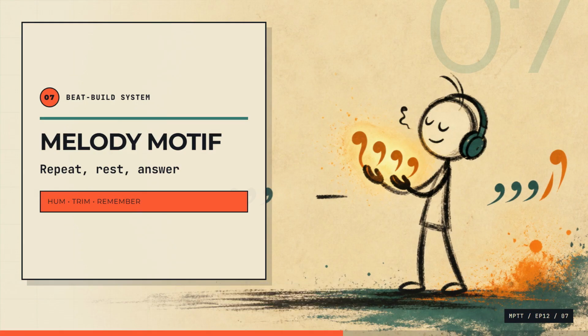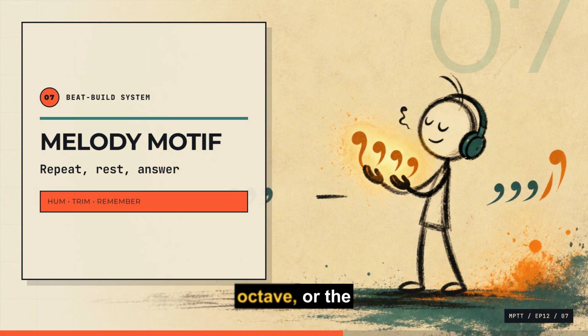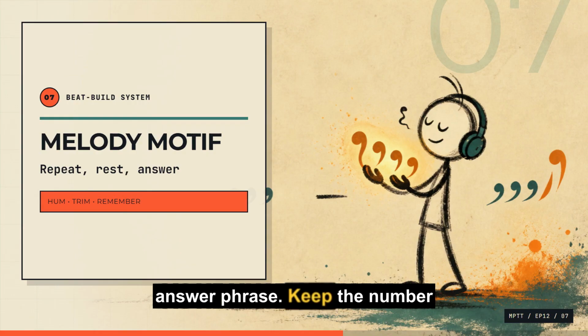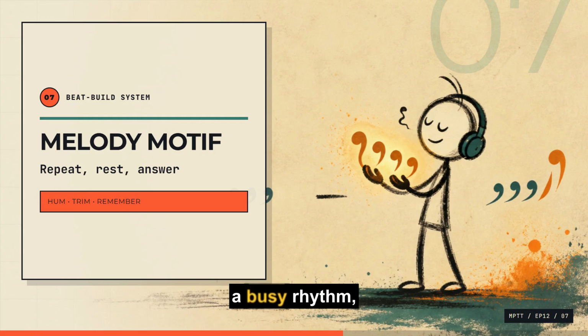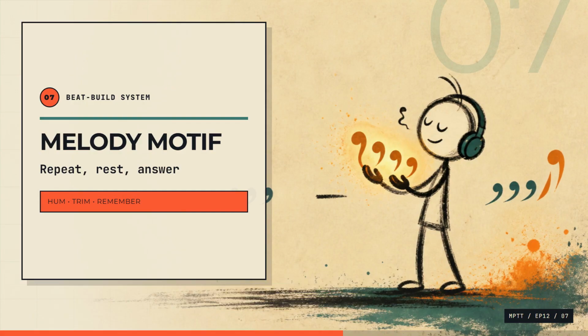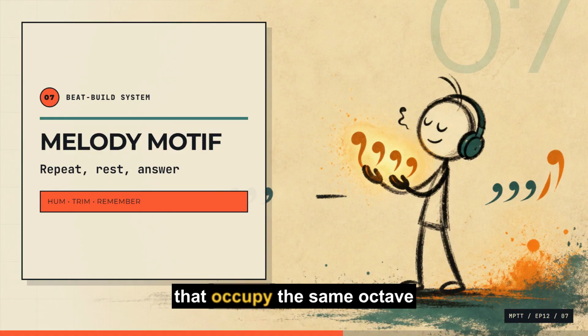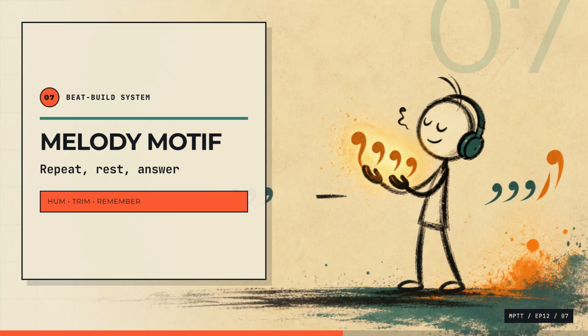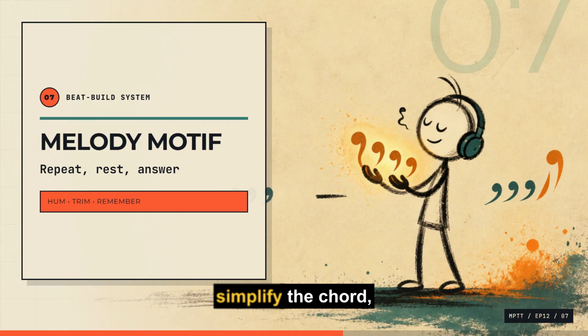Repeat the motif, but change one thing on the final pass: the last note, the rhythm, the octave, or the answer phrase. Keep the number of active ideas under control. If the chords already have a busy rhythm, the melody can use longer notes. If the harmony is static, a more active motif may supply movement. Watch the register. A melody and chord voicing that occupy the same octave can blur even when the notes are technically compatible. Move the melody higher, simplify the chord, or choose a thinner sound.